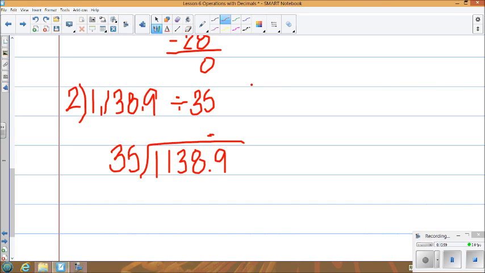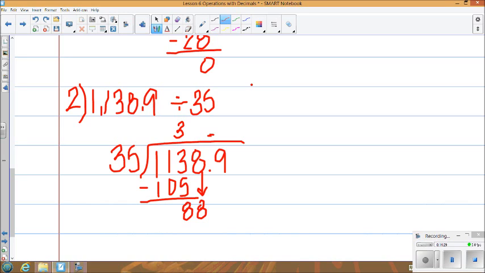And then you're just looking, how many times does 35 go into 1? It doesn't. It doesn't go into 11. So you've got to look at it as 35 going into 113. It's going to go in 3 times. Then we're multiplying. 3 times 35 is going to give me 105. Subtract off. So 113 minus 105 is going to give me 8. We're going to carry down the other 8.